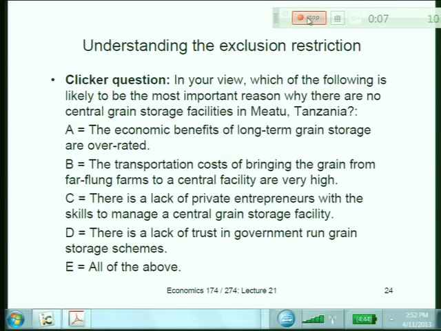So is it that actually the economic benefits are overrated, that maybe you don't actually store that much more from year to year if you fumigate, etc.? Are the transportation costs just really, really high and make it impossible to do this? So that was a point that came up. Is there really a lack of private entrepreneurs that would have the skills to manage a large-scale grain store and coordinate all the different shipments, etc.? Is there a lack of trust in the government to do this, or is it sort of all of the above?